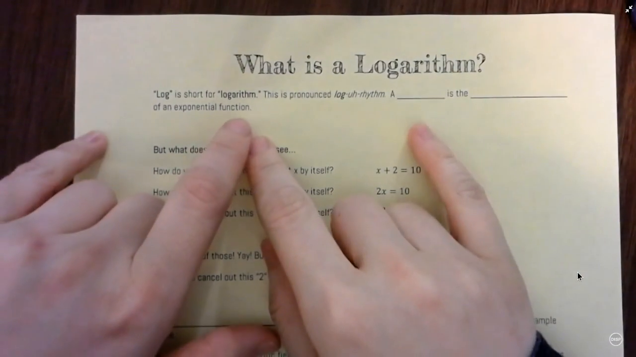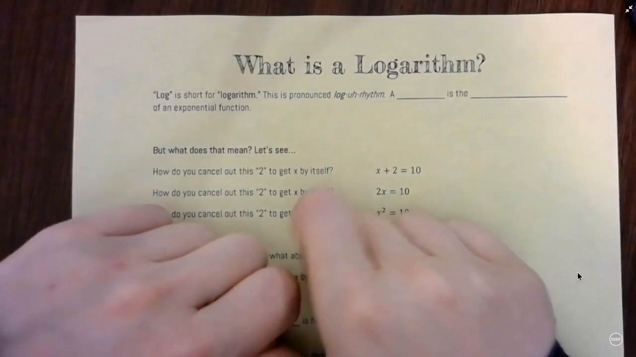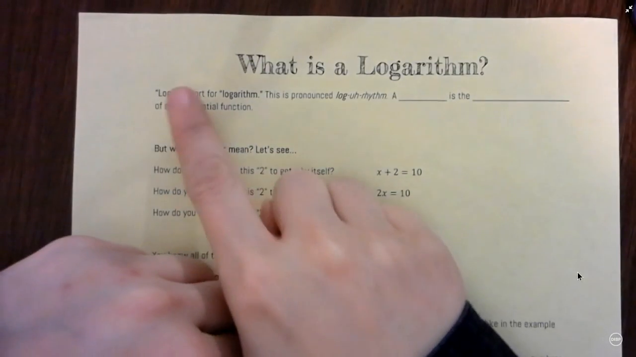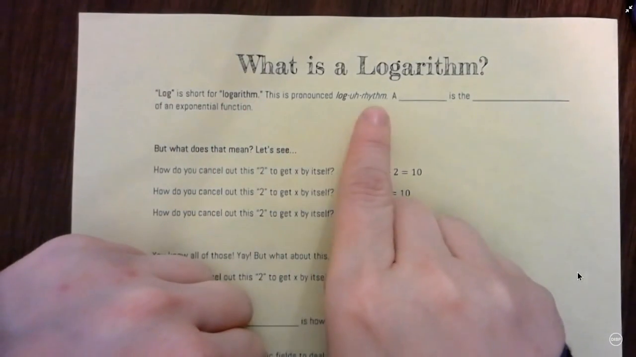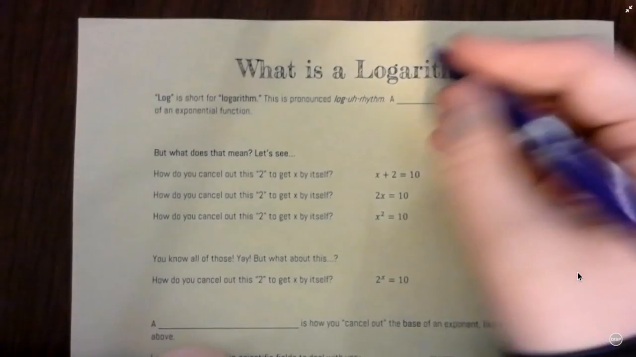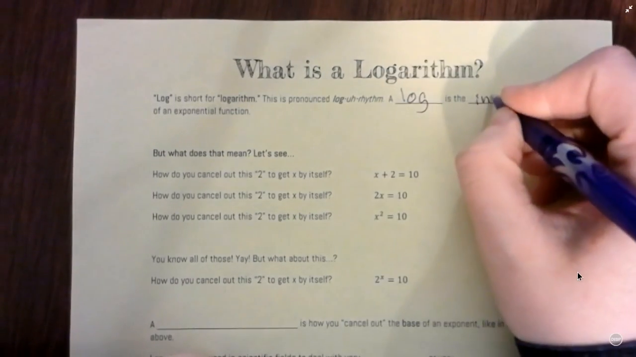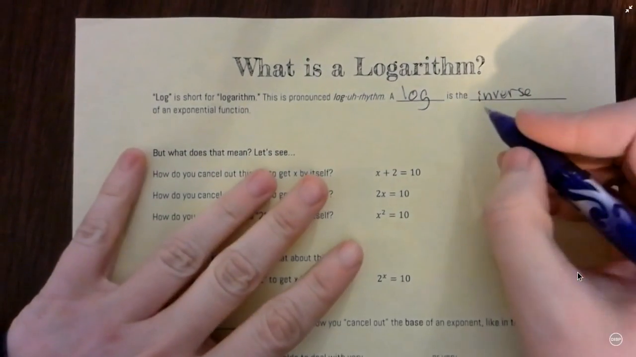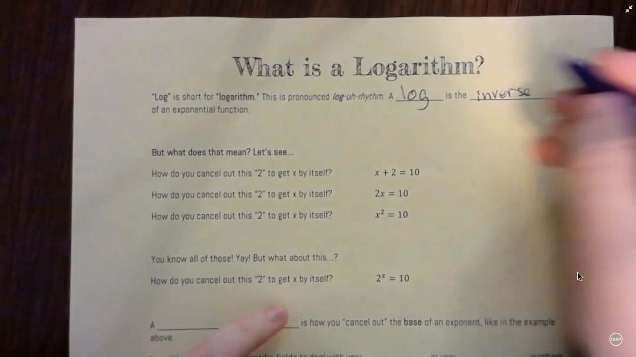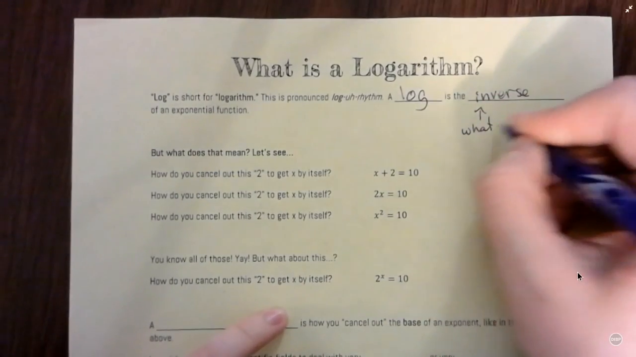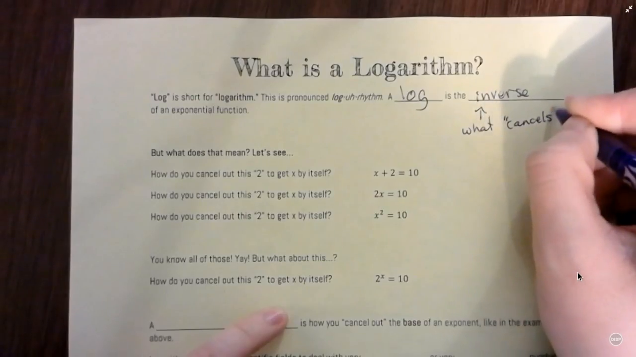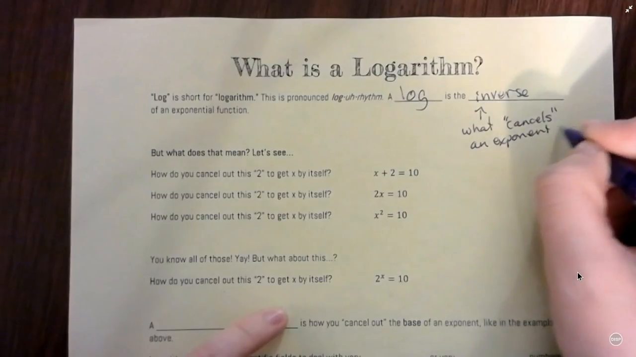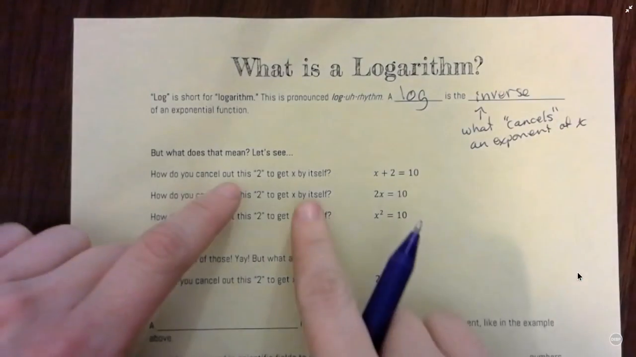So a logarithm is probably something you have not used yet in your math class, although you may have used it in maybe chemistry or physics, possibly. So log is short for logarithm. So a log is the inverse of an exponential function. So remember, inverse is kind of what is used to cancel. So it's kind of what cancels an exponent of x.